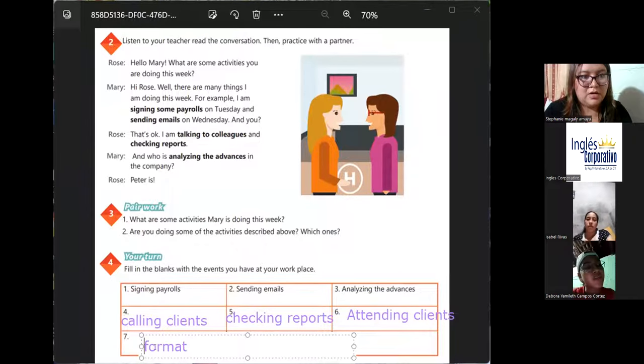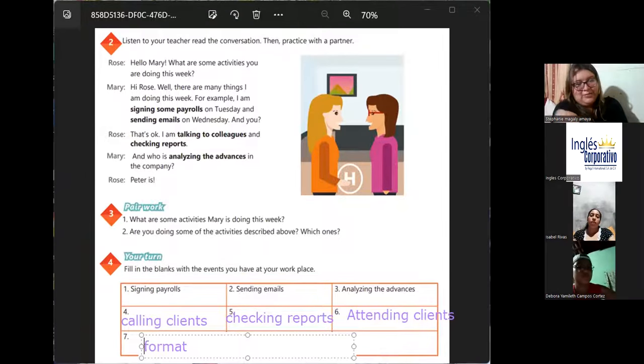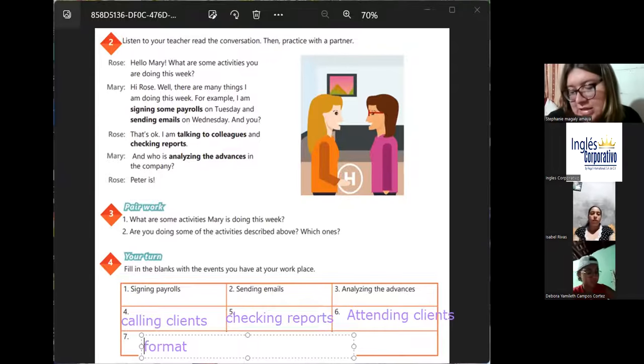Así es, así, format. Así como lo has escrito. Así está bien. Llenar formato se dice feel o feeling.